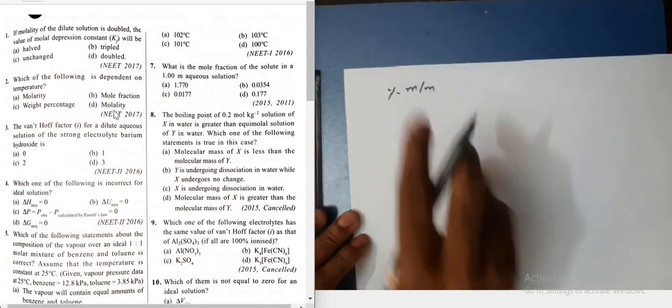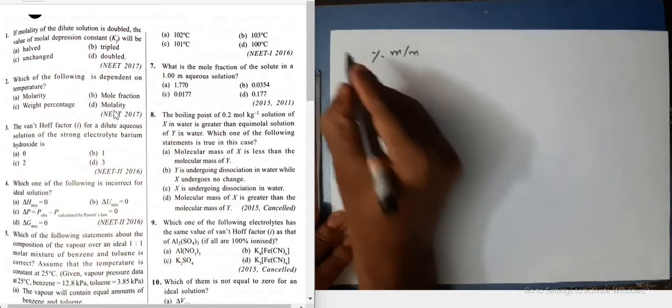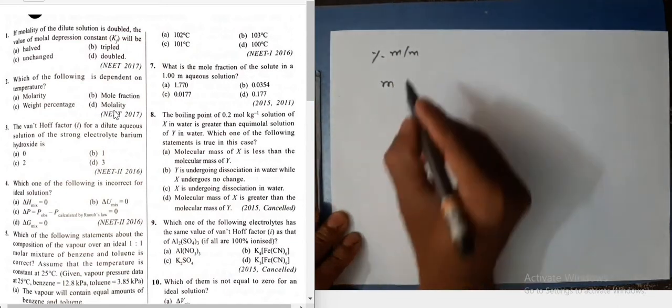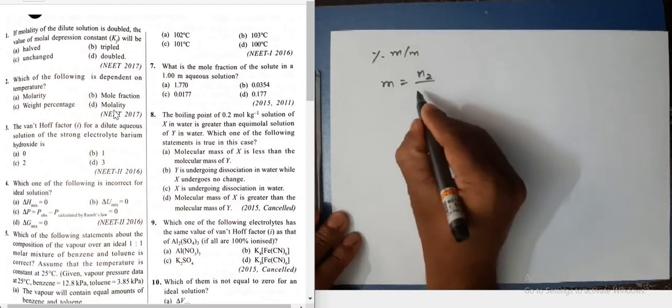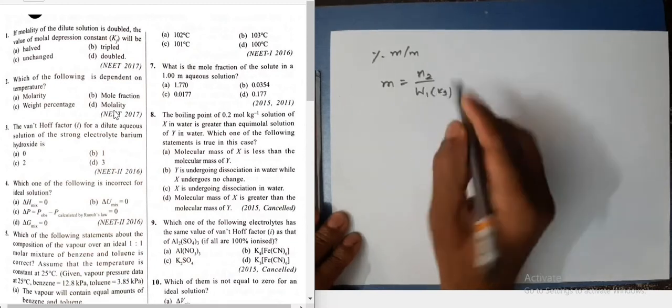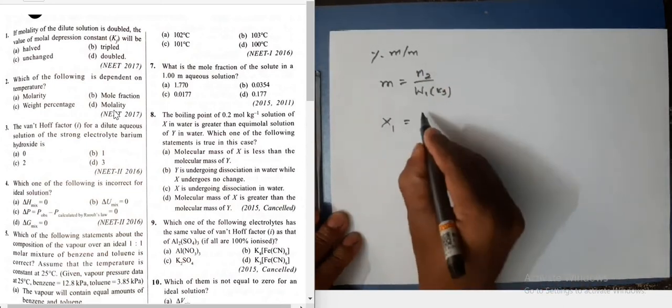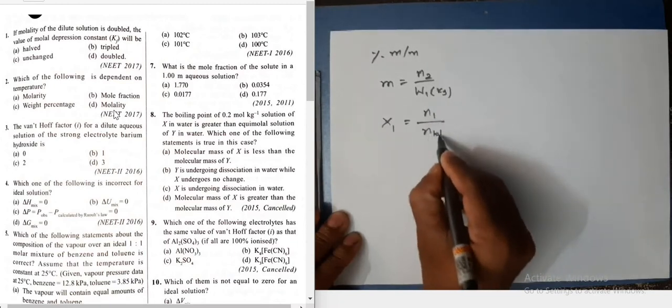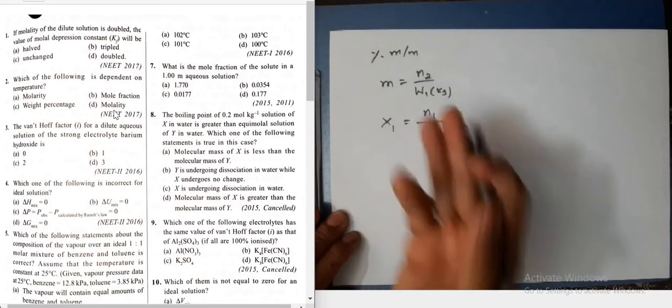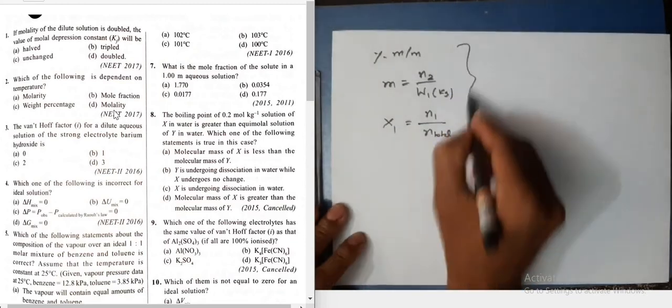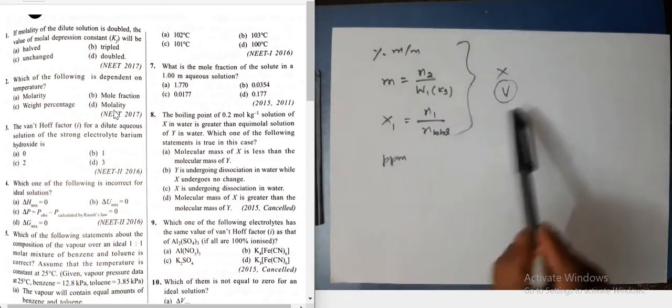Percentage mass by mass: both are mass, so it does not depend on volume. And molality, what is molality? Number of moles of solute divided by mass of solvent in kilogram. No volume here. Mole fraction of solvent or solute is the number of moles of solvent divided by total number of moles. Here also there is no volume. Even parts per million has no volume term.